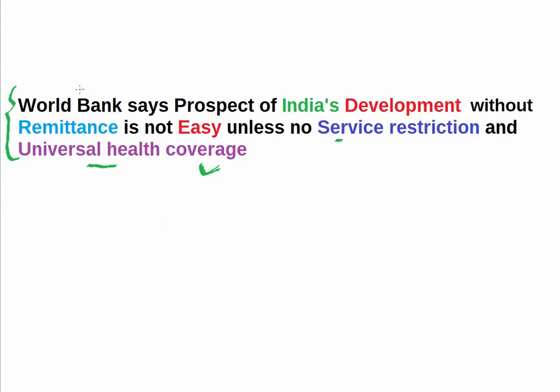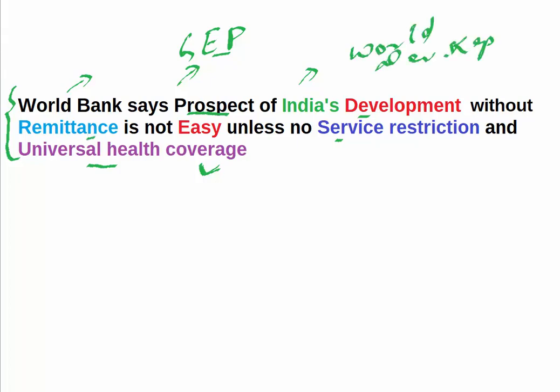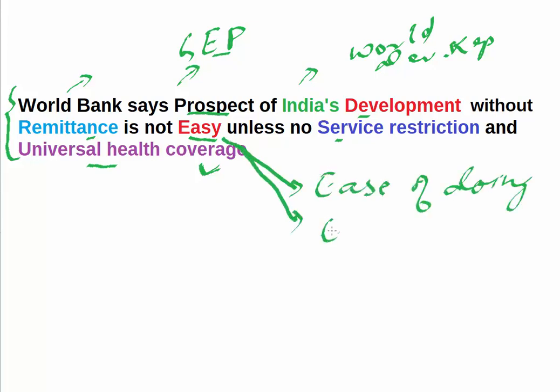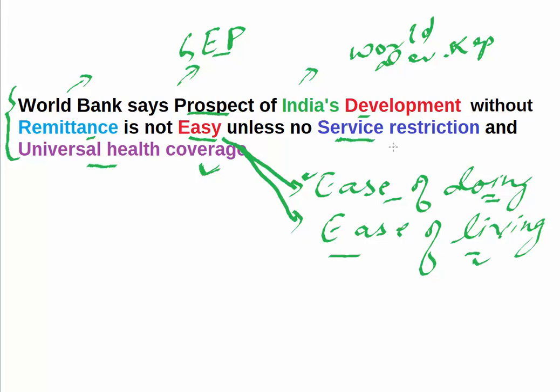Now from this sentence, World Bank means World Bank reports and indices; prospect, Global Economic Prospect, GEP; India's development from India Development Update Report; and from development, World Development Report; from remittance, Remittance Report; from easy, there are 2 reports, Ease of Doing Business, and next is Ease of Living Index; from service restriction, Service Trade Restriction Report; and from Universal Health Coverage, Universal Health Coverage Report. So from this sentence you can remember all 8 reports and indices.